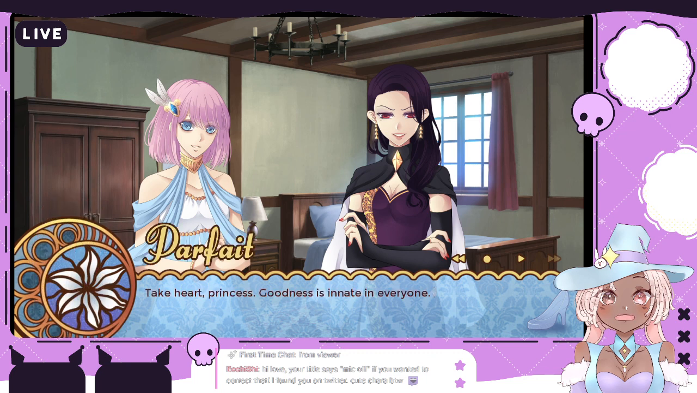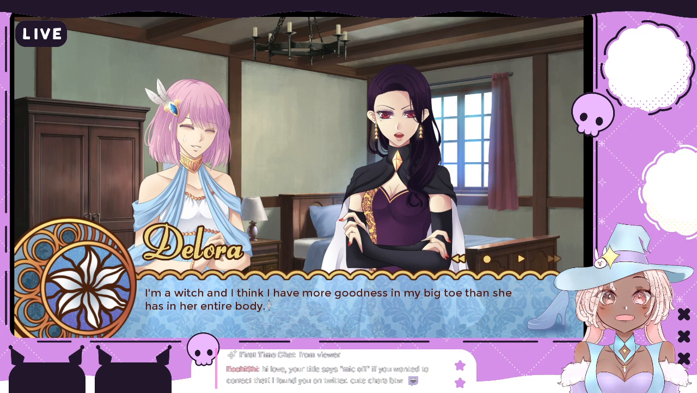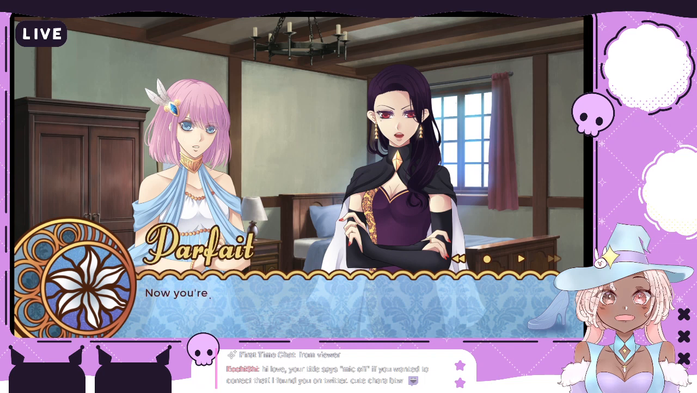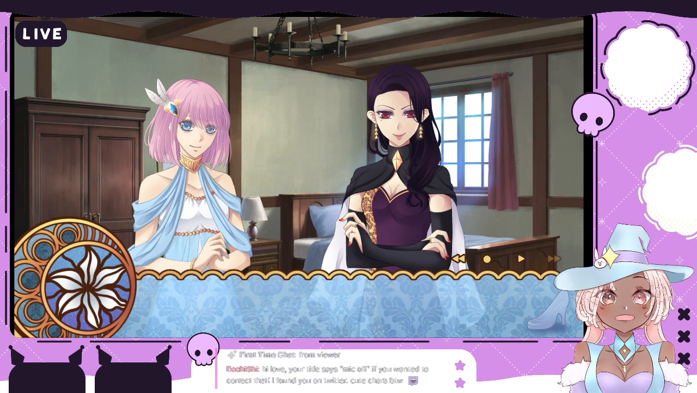Take heart, princess. Goodness is innate in everyone. Are you sure that's the case with this one? Dolora, you're not hoping. I'm a witch, and I think I have more goodness in my big toe than she has in her entire body. Now you're just being mean. For every good deed you accomplish, you will get a piece of the glass slipper. When you've gotten all 3, you'll complete the pair, and the curse will break. Simple. I suggest you start by polishing that attitude of yours.